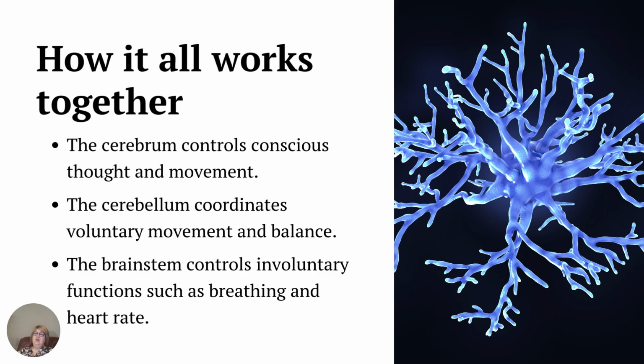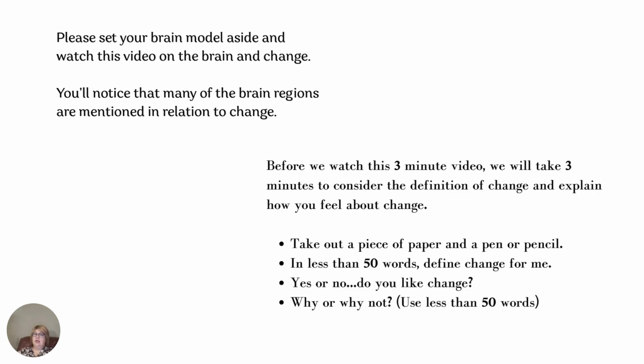So all your brain works together. It's just incredible. The cerebrum controls conscious thought and movement. The cerebellum coordinates voluntary movement and balance, and the brainstem controls involuntary functions such as breathing and your heart rate. So those are just some very basic concepts behind what happens in your brain, what your brain does, and how it responds when you're changing.